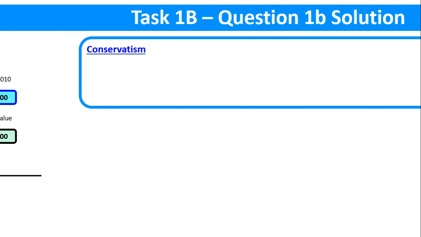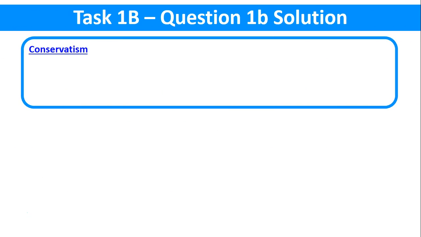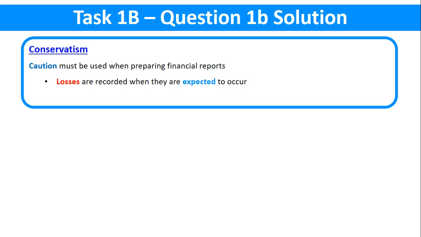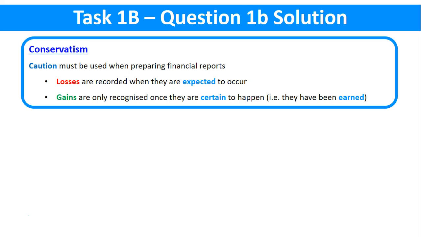First thing we're going to need to do is remember what conservatism means. The conservatism principle says we must use caution when preparing financial reports. That word is really important, caution. What that means is we recognize any loss when it is expected to occur, but gains are only recognized once they are certain, which means once they've been earned or received.